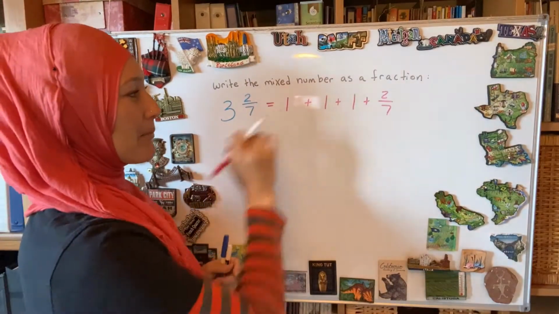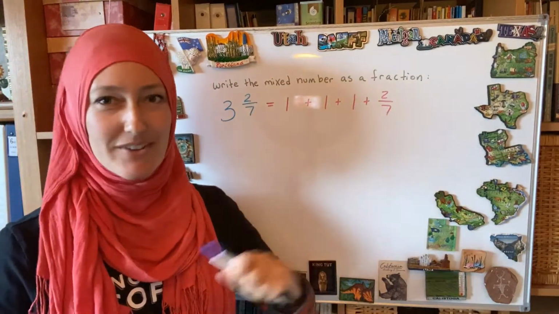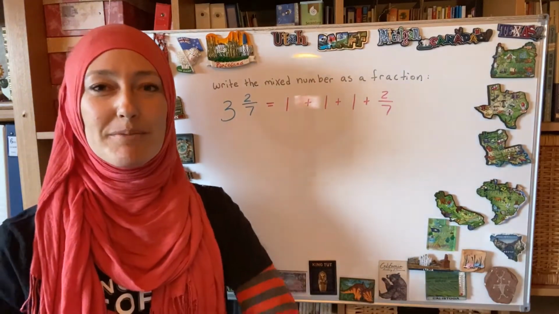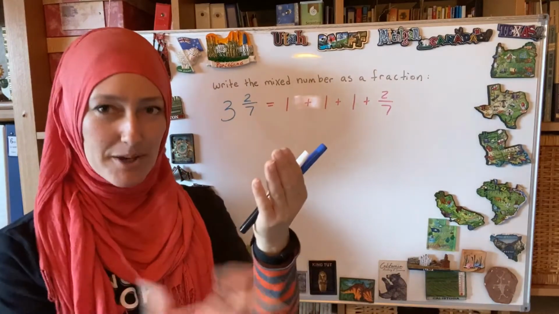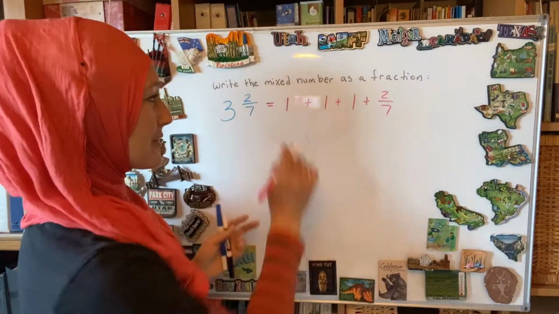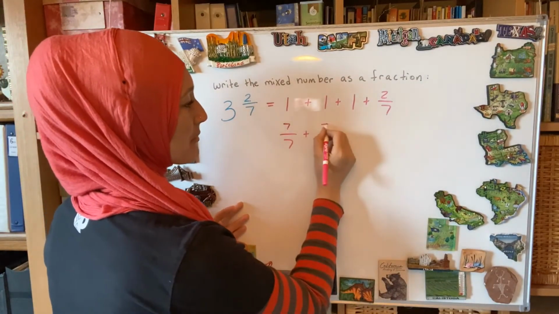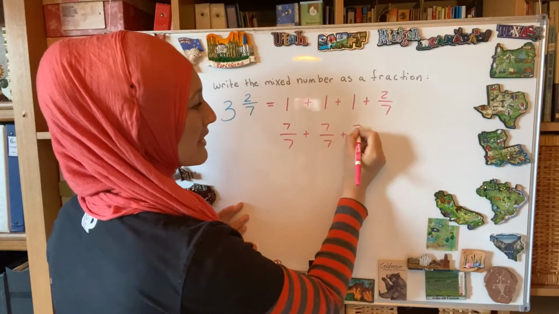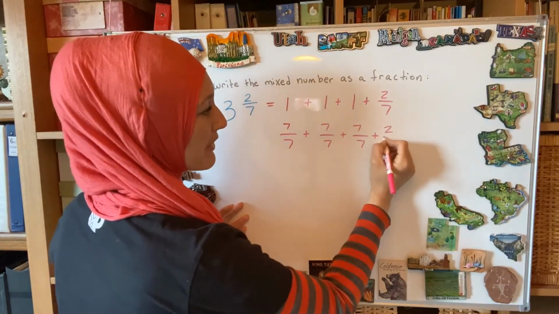So when I want to rename a 1 whole, I want to rename it with a 7 in the denominator. Remember, a whole number can be cut into any number of pieces. As long as your numerator and the denominator are the same, then you have 1 whole. So what will I choose? I'm going to do 7/7. So this is the same as 7/7 plus 7/7 plus 7/7 plus my last bit of fraction over here.